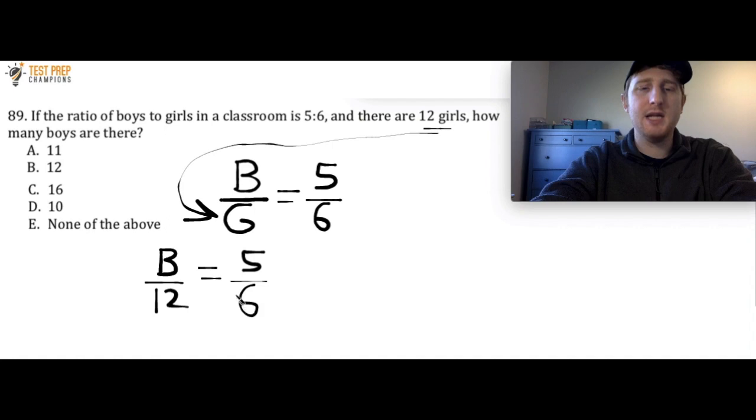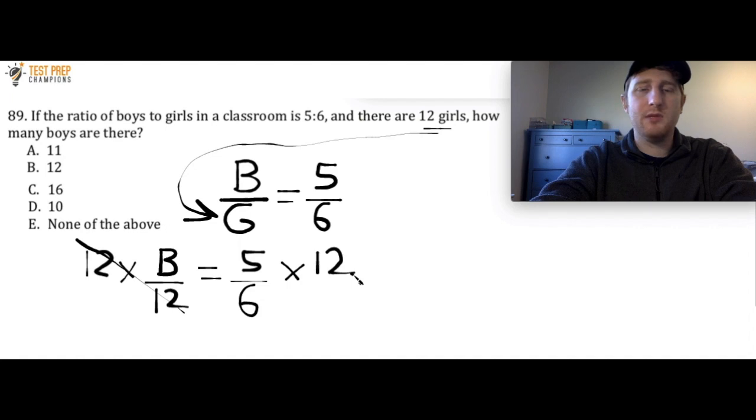Now, I want to figure out how many boys there are. To do that, I need to get this B by itself on one side of the equation. If I have B divided by 12, what's my next move? To get rid of this 12, I have to multiply by 12, and they're going to cancel out. Whatever you do to one side, you also have to do to the other, so I have to multiply this side by 12.